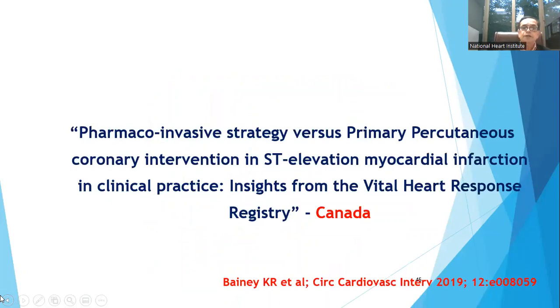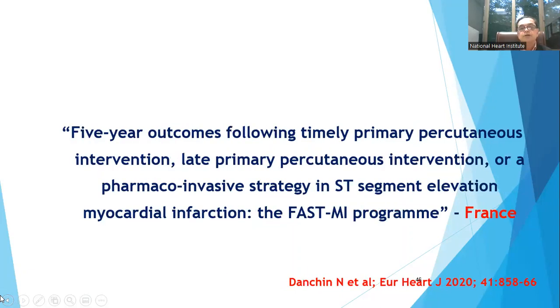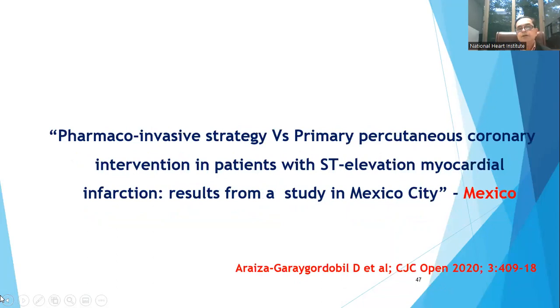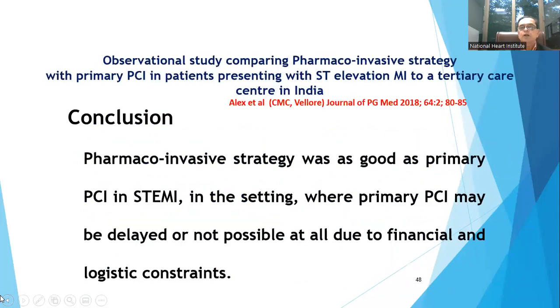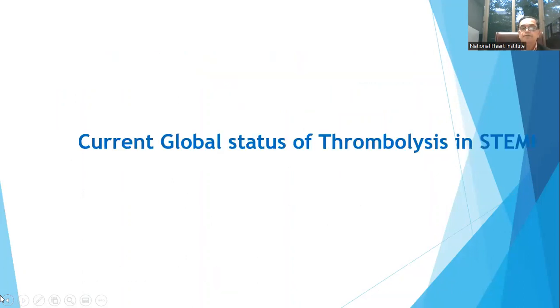Now, if we look at the data all around the world, this is Canada, pharmacoinvasive strategy versus primary PCI, and they found that the pharmacoinvasive strategy scores better. So was the result from France in the FAST-MI program. Similar outcomes were seen in Mexico, and this is data from India. Here also, pharmacoinvasive strategy was as good as primary PCI in STEMI, in settings where primary PCI may be delayed or not possible at all due to logistic reasons like financial and other difficulties.